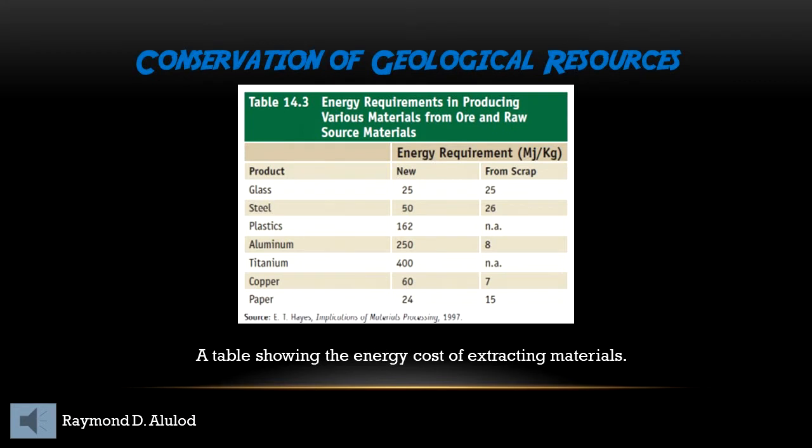Pinapakita dito na kung ilang energy ang kailangan para ma-extract ang new materials from scrap. Ang glass daw ay kailangan ng 25 megajoules per kilogram para maging new material. Steel ay kailangan ng 50, plastic kailangan ng 162, aluminum ay kailangan 250, titanium ay kailangan ng 400, copper ay kailangan ng 600, and paper ay kailangan ng 24 megajoules per kilogram para maging new material.